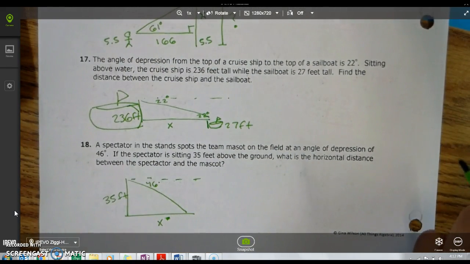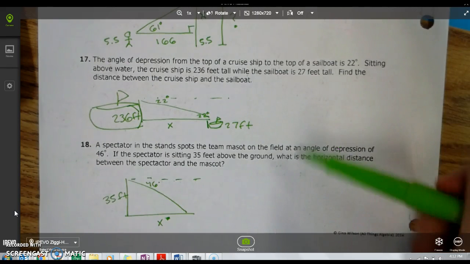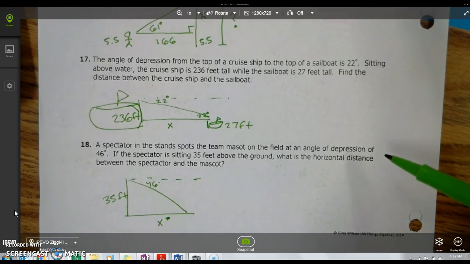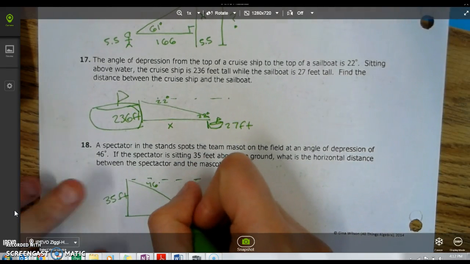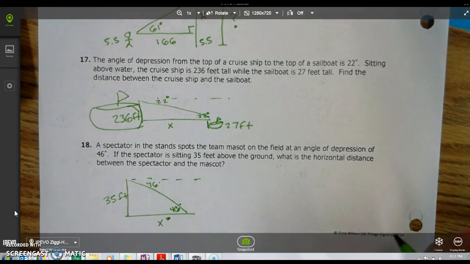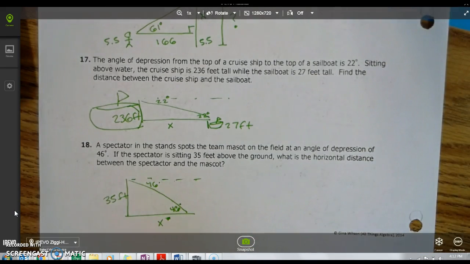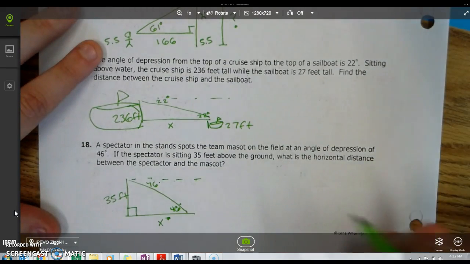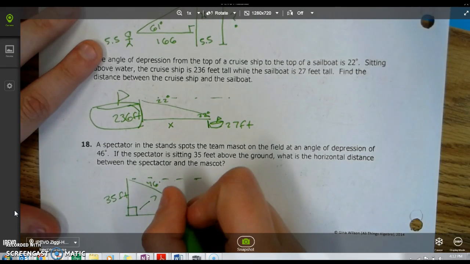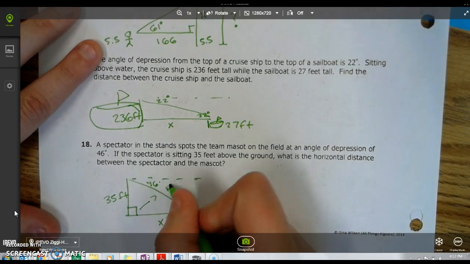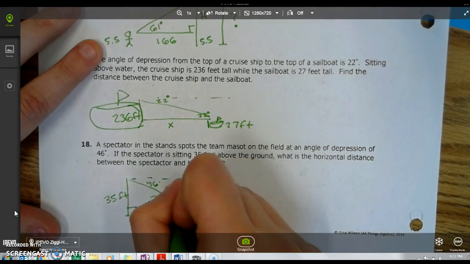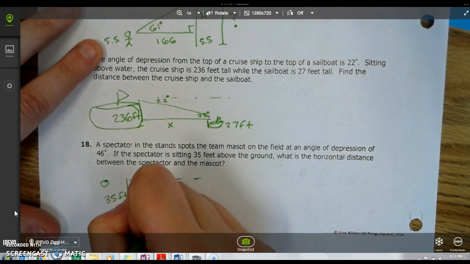A spectator is in the stands and spots a mascot in the field at an angle of depression of 46 degrees. So that is up here, which means it is also down here. The spectator is 34 feet above the ground. That's obviously up and down, right? What is the horizontal distance between the spectator and the mascot? Horizontal goes back and forth like the horizon. So we need to decide sine, cosine, or tangent, and I do not have a hypotenuse, so that made my decision pretty easy. That is O. This is A.